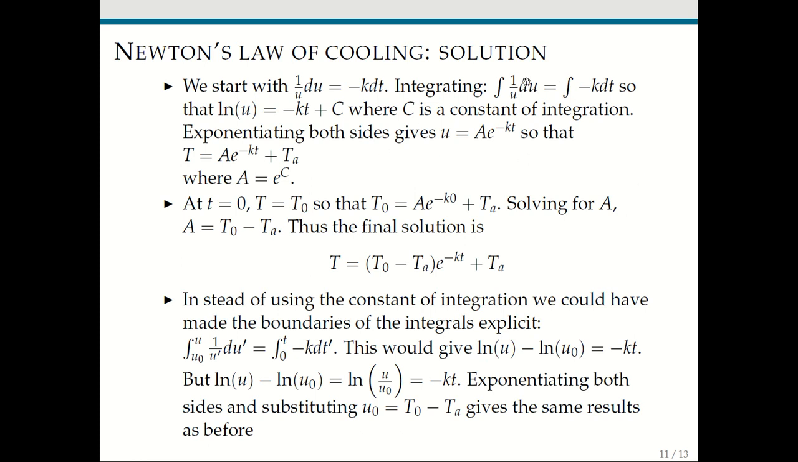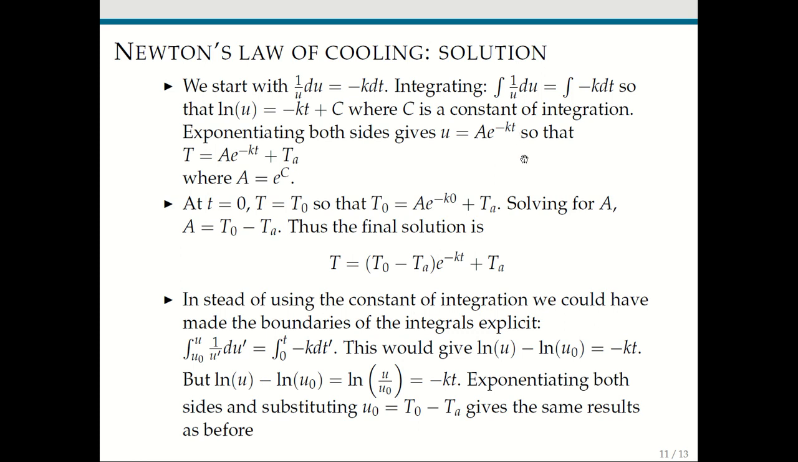Now, if you look at our rules of integration, the integral of 1 over u du is just ln u. The integral of a constant, which in this case is minus k, is simply minus k times t. And then I put in our constant of integration. The way to proceed now is to exponentiate both sides. The exponential of ln u is simply u. Then I will have a term e to the minus kt times e to the c. If I introduce a equal to e to the c, I have a solution to my differential equation, which is u equals a e to the minus kt.